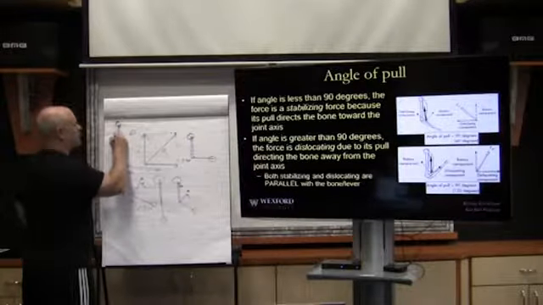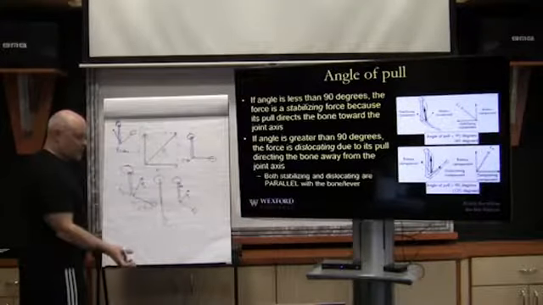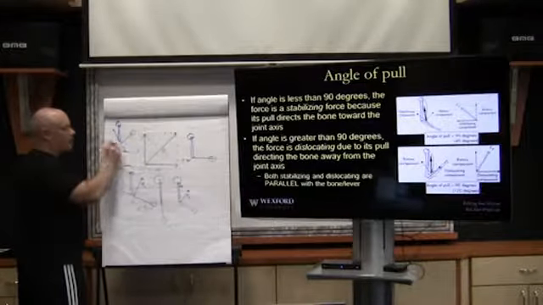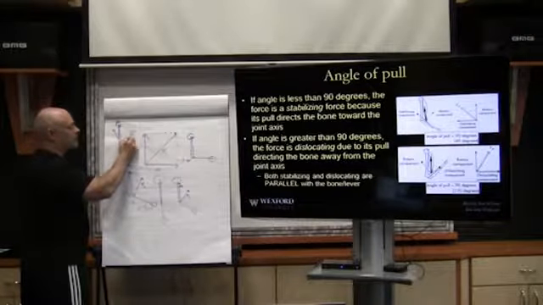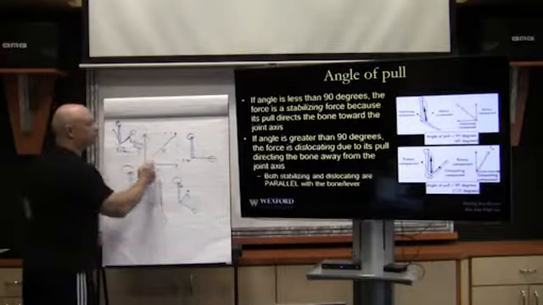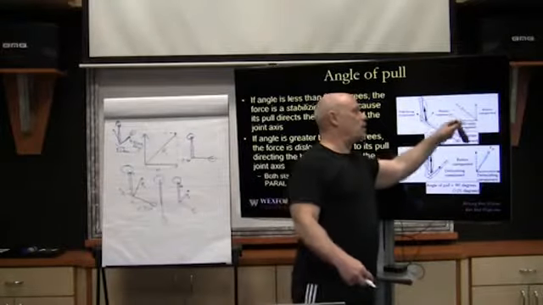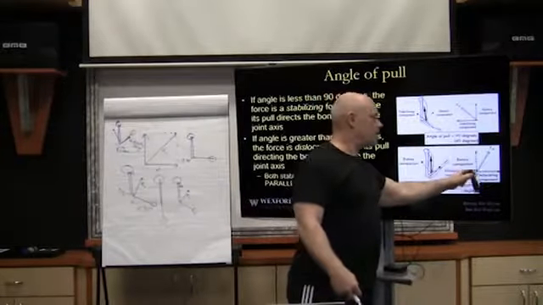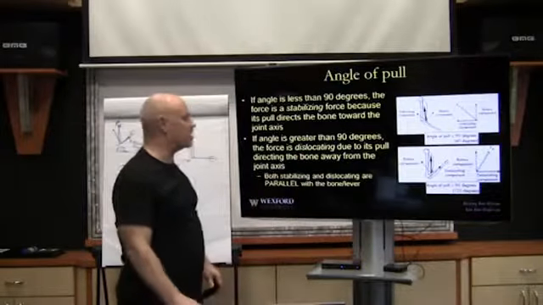We still have the rotary component, which is perpendicular, but instead of pulling it into the joint, as we go past 90, the bone wants to pull away from it because the muscle wants to pull it away. So that would be a dislocating force. So you can see right there, here's a stabilizing component because it's pulling in, rotary. Here's your vertical. Here's your horizontal. And once again, we have vector resolution there.